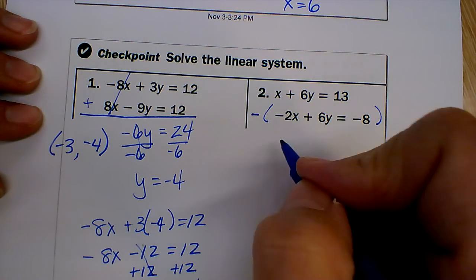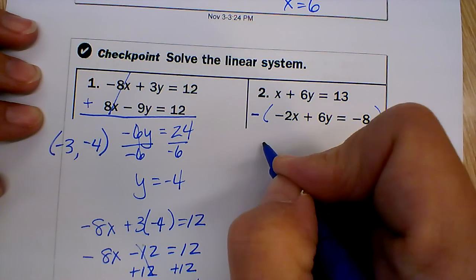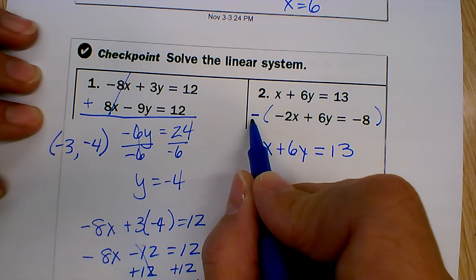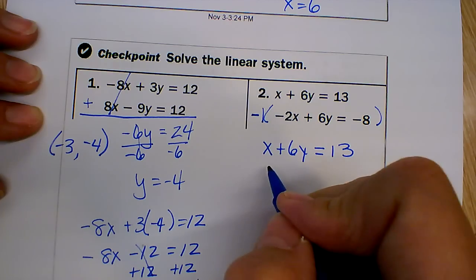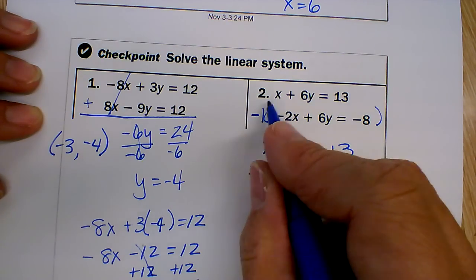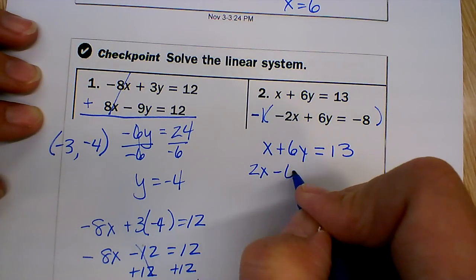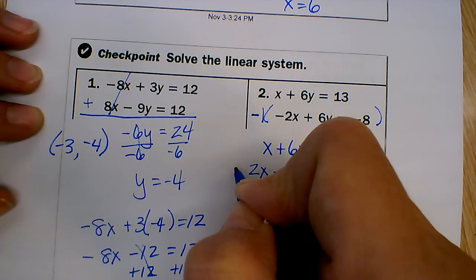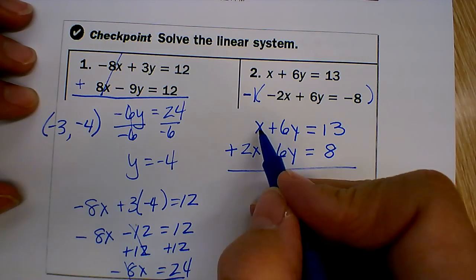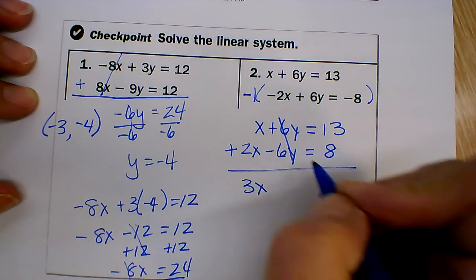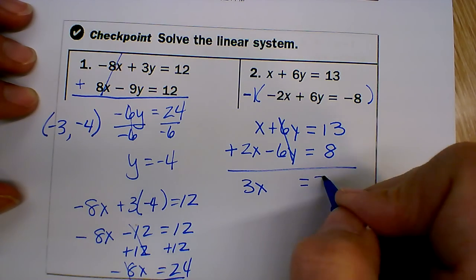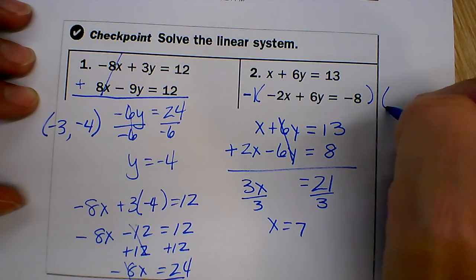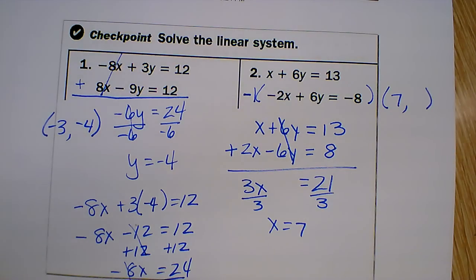So I'm going to rewrite this system after I've distributed the negative sign. So my equation number 1 stays the same, but now I have to distribute my negative sign. So negative 1 times negative 2x is going to give me positive 2x. Negative 1 times positive 6y is going to give me negative 6y. And negative 1 times negative 8 is going to give me positive 8. So now I can add my equations together. X plus 2x gives me 3x. My y's are eliminated. 13 plus 8 gives me 21. Divide both sides by 3. X equals 7. So I know my x value in my solution is 7.